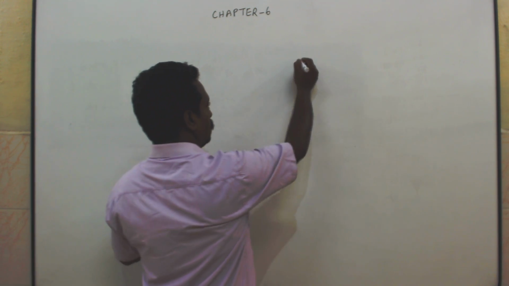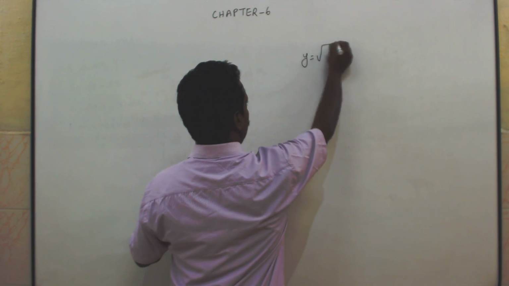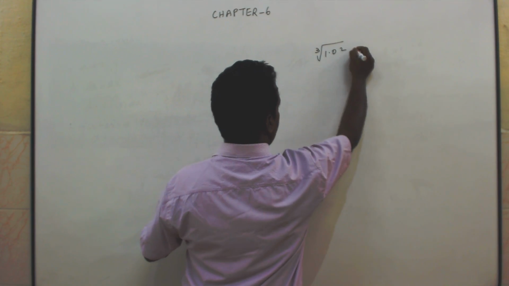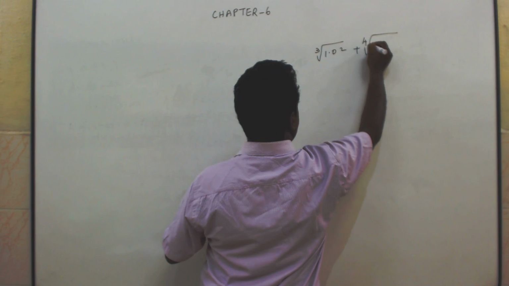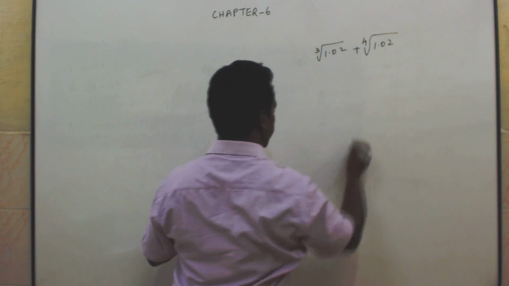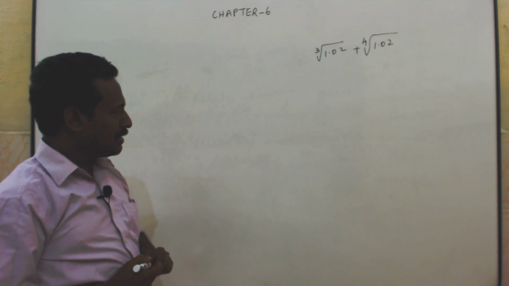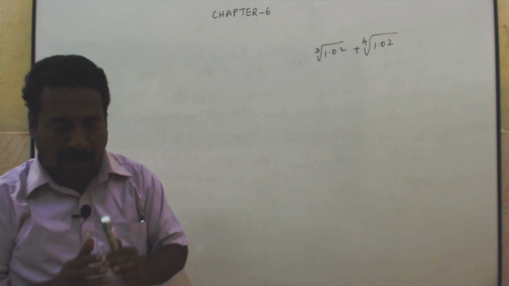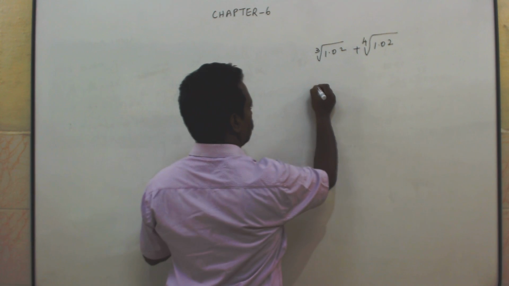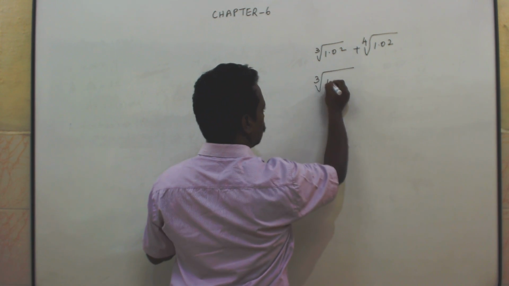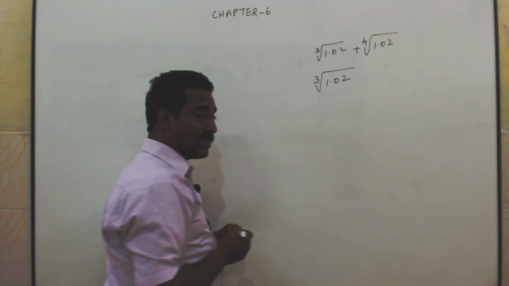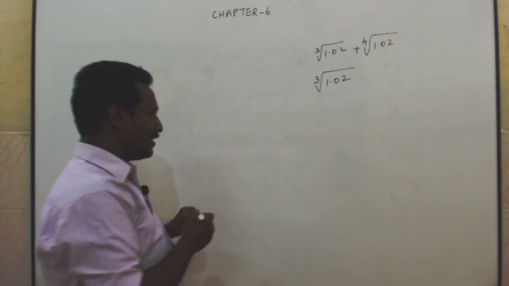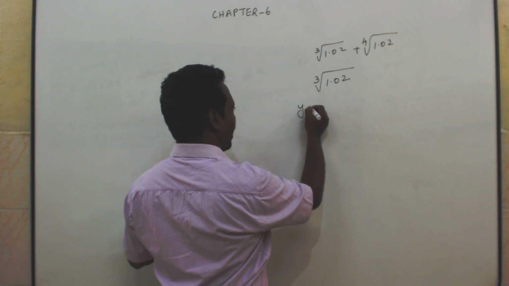Y equal to cube root of 1.02, we have to find out the fourth root of 1.02. First, I have to consider the cube root of 1.02. For that, you have to find out the value. Cube root of 1.02. What is the first step? y is equal to f of x.